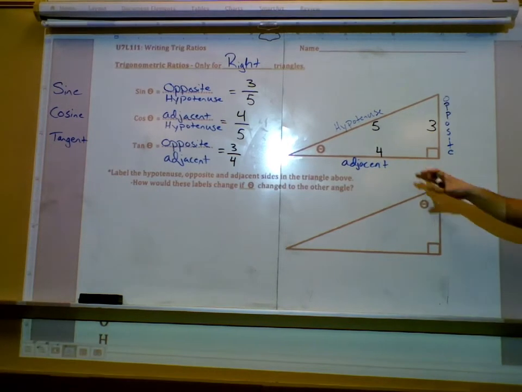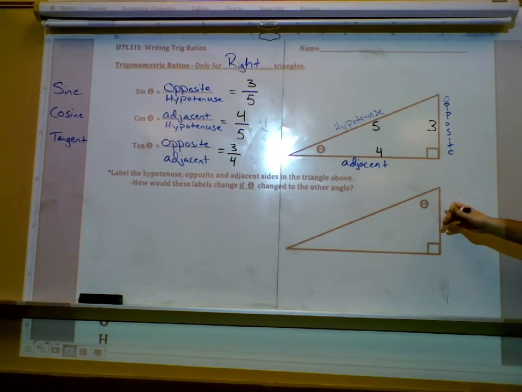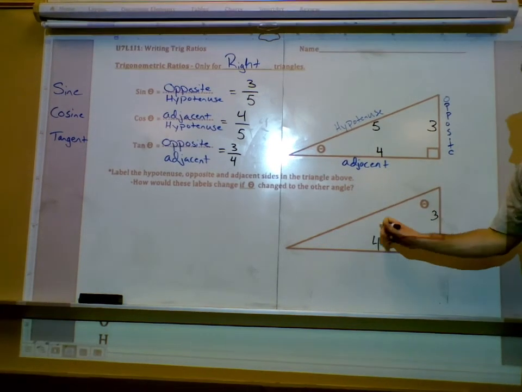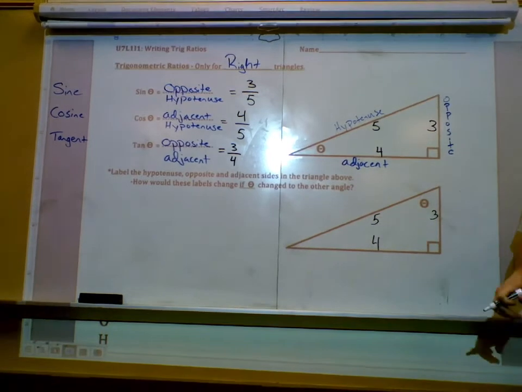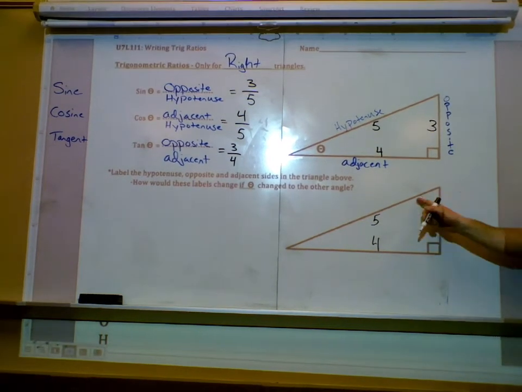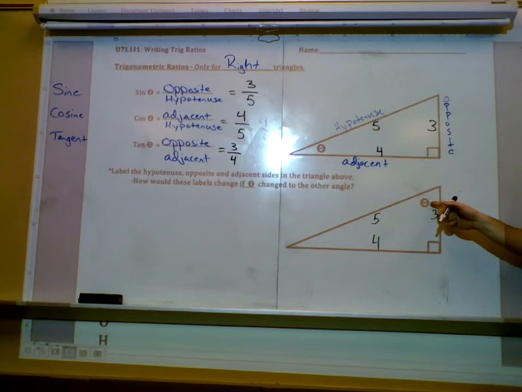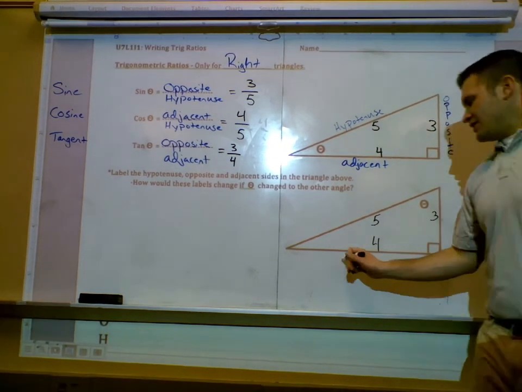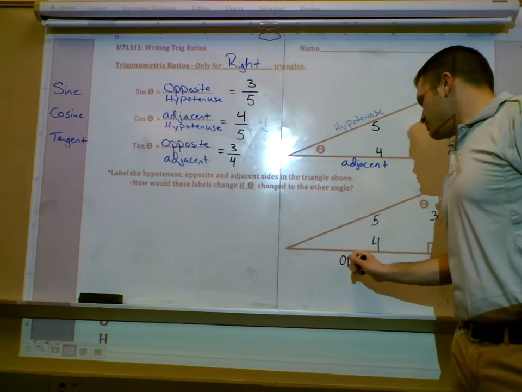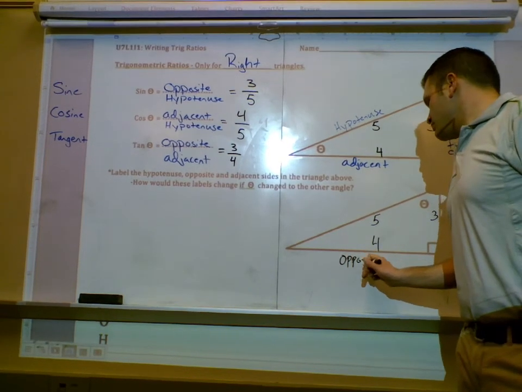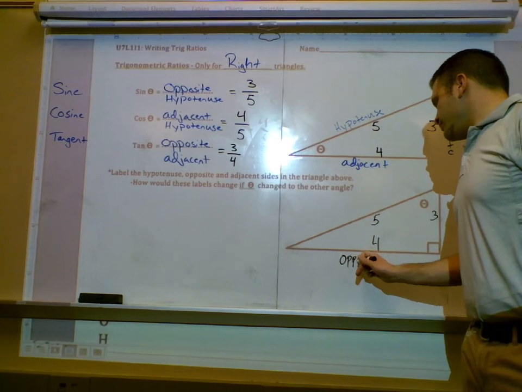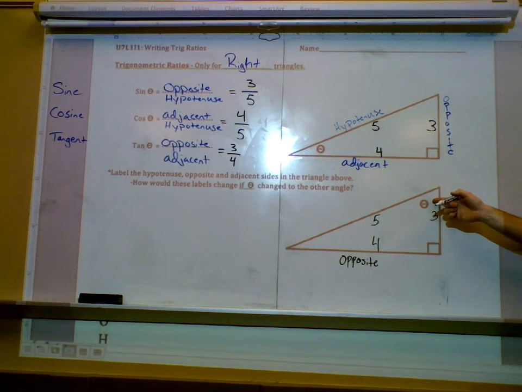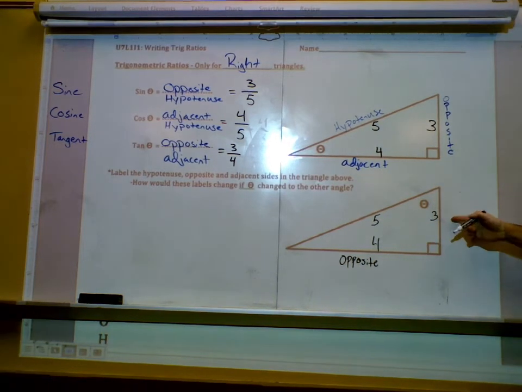Okay. Well, one thing that won't change is these lengths. Just because I move my angle doesn't mean my lengths are any different. But if this is theta, which side is opposite theta now? The bottom. The 4. This side is opposite now. Which side is adjacent now? The top. The 3.